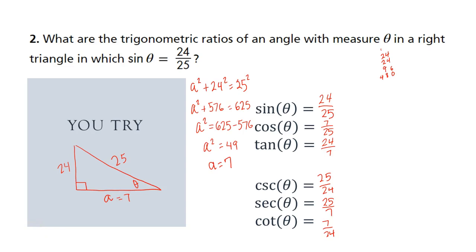In this problem, we were missing one of the legs. We knew the hypotenuse, so when we did a squared plus b squared equals c squared, we had to do a little bit more algebra to figure out that a was 7. Once we knew that, we could do our ratios.